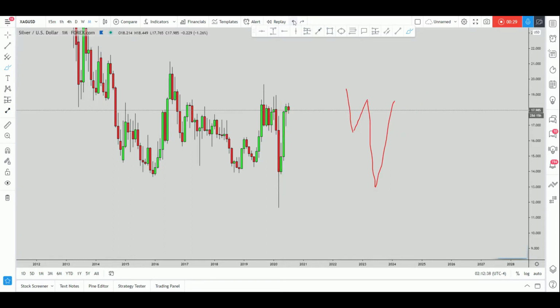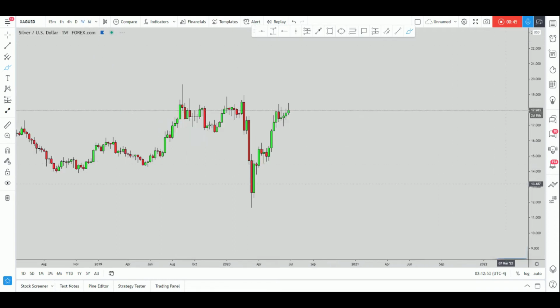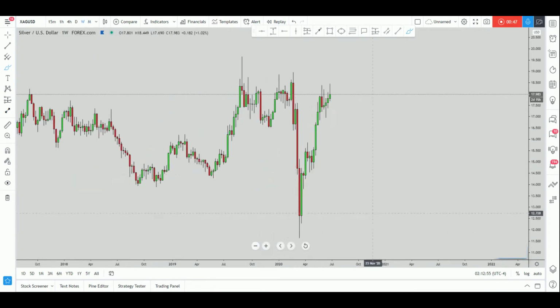Meaning that at the moment, from a monthly perspective, we want to see the market make a move to the downside to go and test this support. So immediately from the monthly time frame, we have a bearish outlook in the short term for silver. We go down on the weekly and see what kind of situation we have.